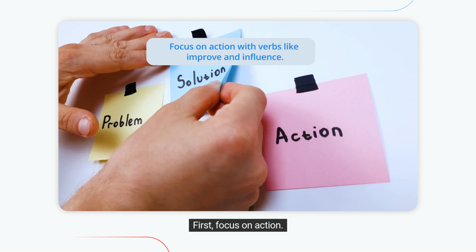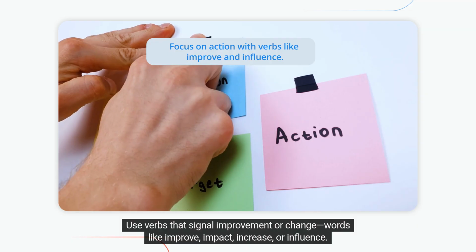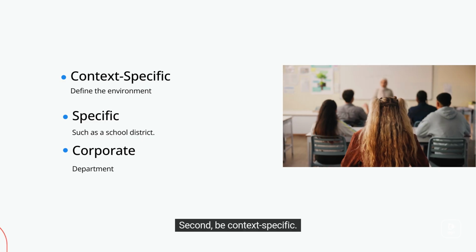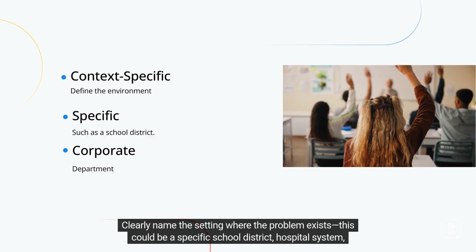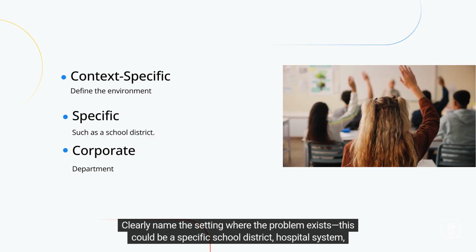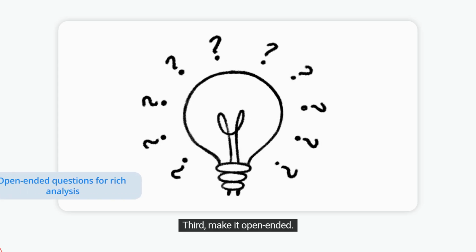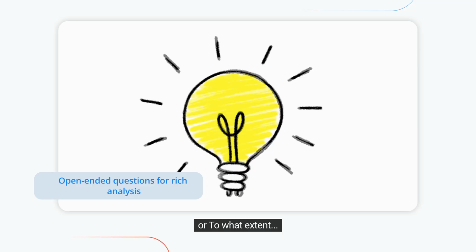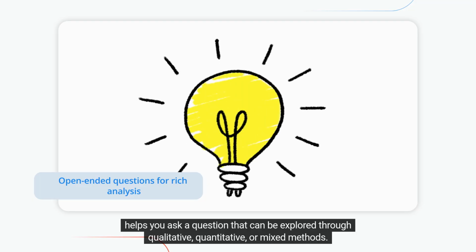First, focus on action. Use verbs that signal improvement or change. Words like improve, impact, increase, or influence. Second, be context-specific. Clearly name the setting where the problem exists. This could be a specific school district, hospital system, or corporate department. Third, make it open-ended, starting with phrases like how or to what extent. It helps you ask a question that can be explored through qualitative, quantitative, or mixed methods.